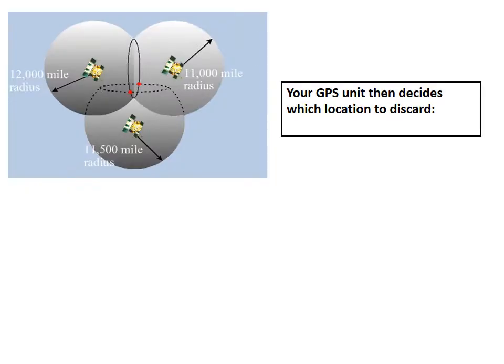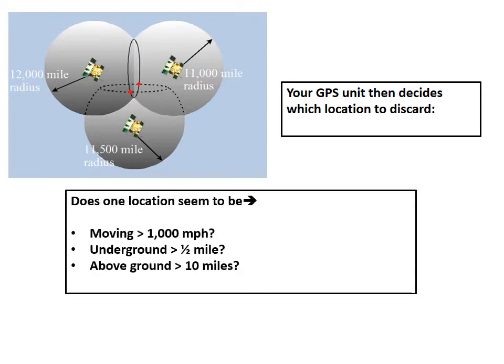Your GPS unit knows that you can't be in two places at the same time, so it needs to decide which of these possible locations it can discard. So it asks itself some reasonable questions. Does either location seem to be moving more than 1,000 miles per hour? If so, that location can be dismissed. Or, does either location seem to be a half mile or more underground? Well, you can't get GPS signal reception underground, so that location should be discarded. Or, one of the locations may have you more than 10 miles in elevation, and that location could be dismissed.